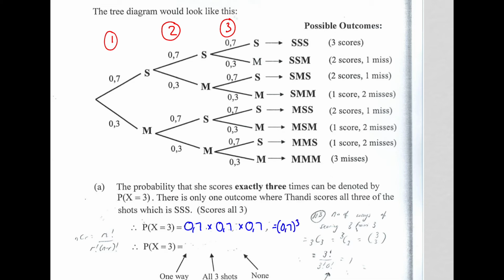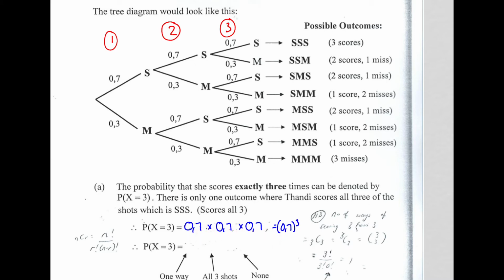All right, and if you work out that 0.7 cubed, you get a 0.343 probability, which essentially means that she's got a 34% chance of scoring all 3 shots. Okay, but we're not worried yet about that value. What we're more worried about is this next line, because we only got that because of the tree diagram.